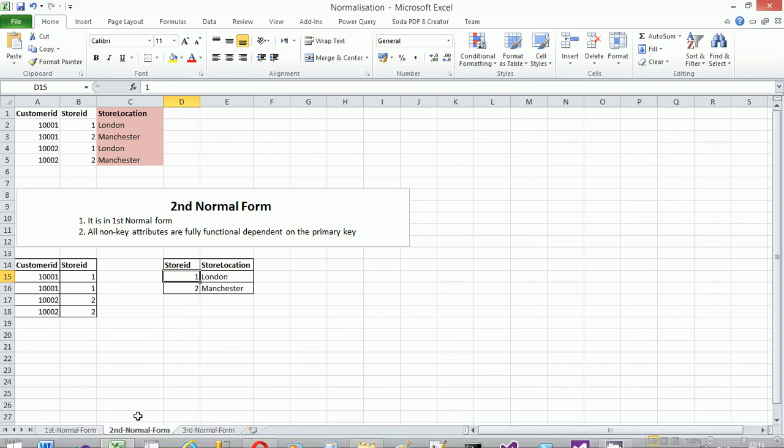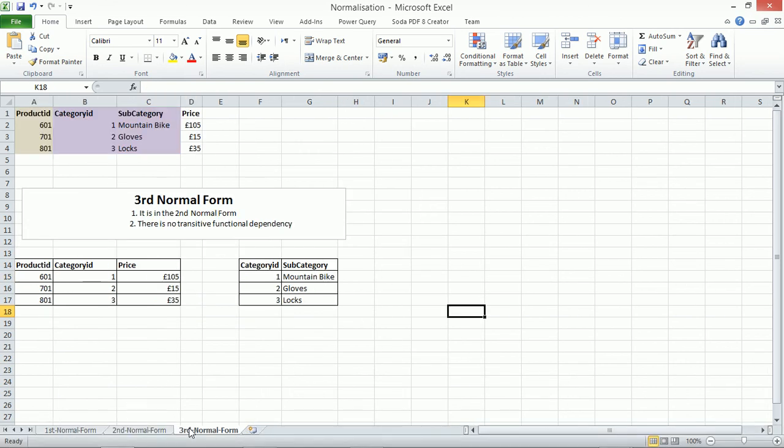Now moving on to the third normal form. In third normal form, your data should already be in the second normal form. That's the first criteria. If you want to convert your data into third normal form, it should already be in the second normal form, and there should not be any transitive functional dependency.